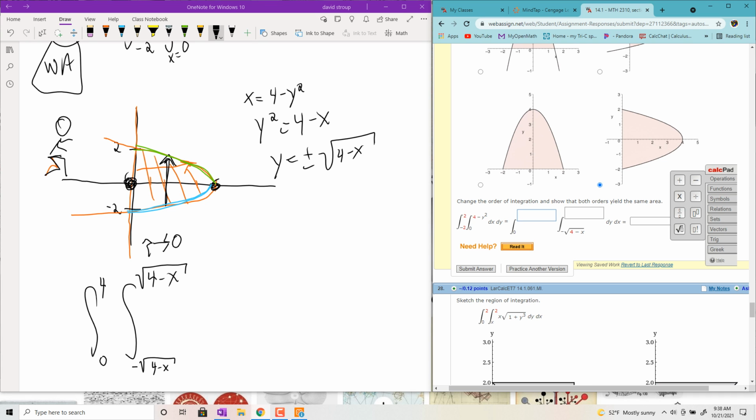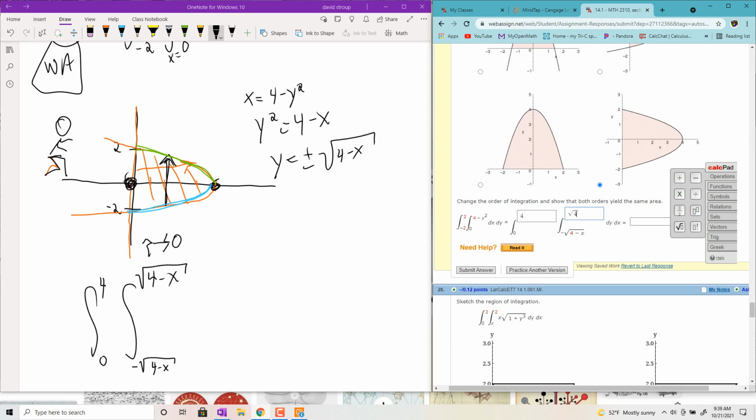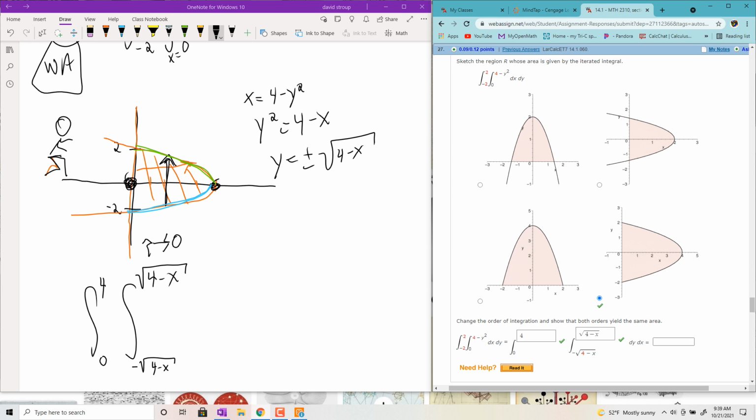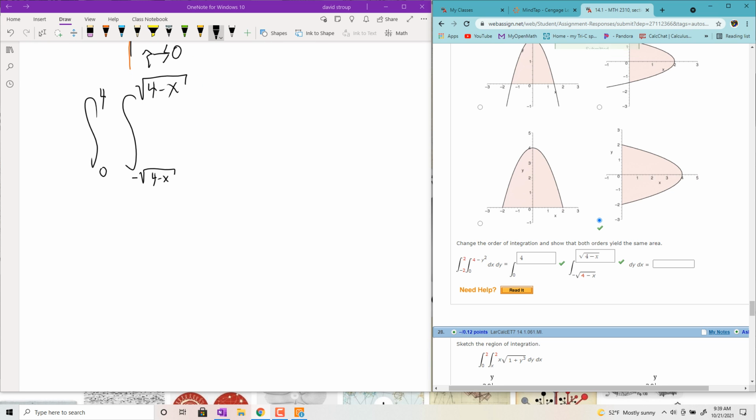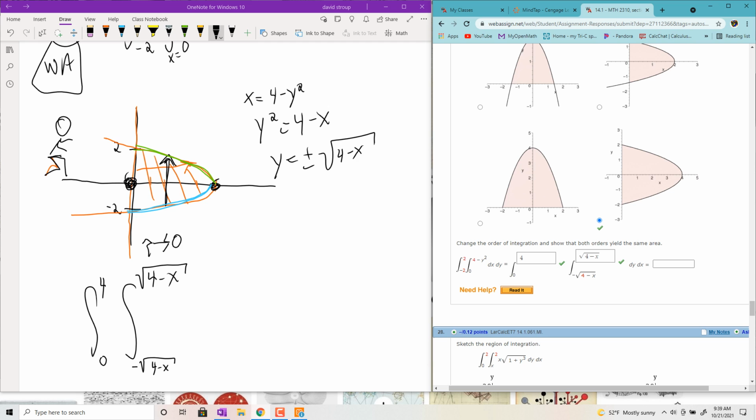Okay, so let's see if that's right. 0, 4, and then, looks like it's going to be right. Square root of 4 minus x. And you could always check it, and it's not going to count against you. Like if you didn't put in one of the answers, it doesn't really mark it wrong. That way you could check to see you got it set up correctly. And go from there, right?